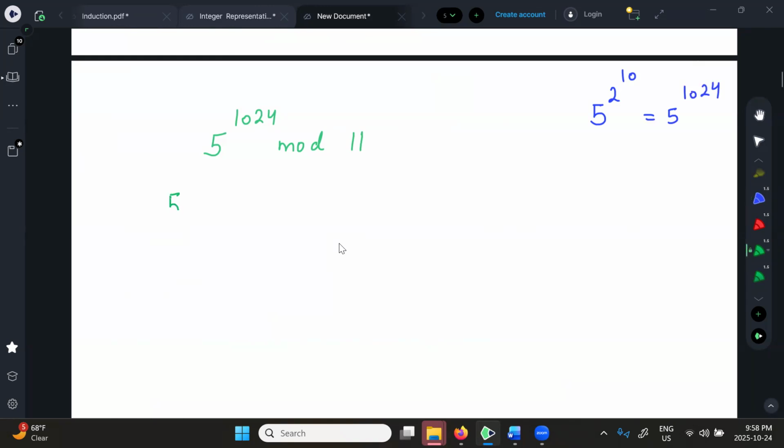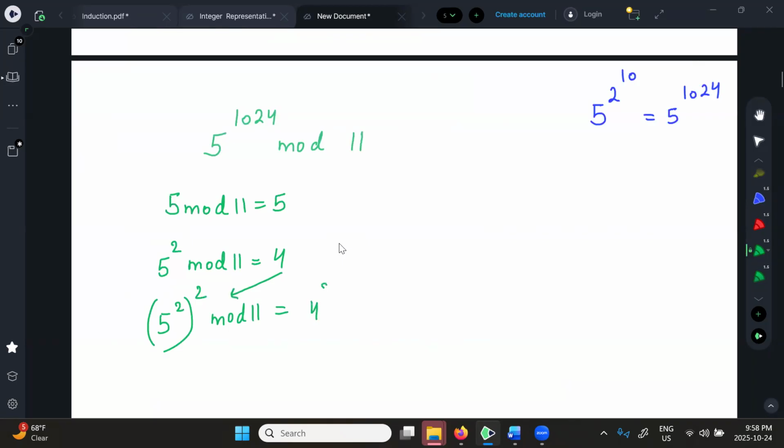5 mod 11 will just give me 5 back. What about 5 squared mod 11? Now, sometimes because I made this question right away, it might not make sense. And I'll just shut down the video if it doesn't make sense. That is 25 mod 11, which is 4. So that doesn't help me. So I'll do 5 squared, right? I'm squaring it again, mod 11. But what does that mean? I can replace the 5 squared with just 4, which will be 4 squared mod 11, which is 16 mod 11, which is 5.